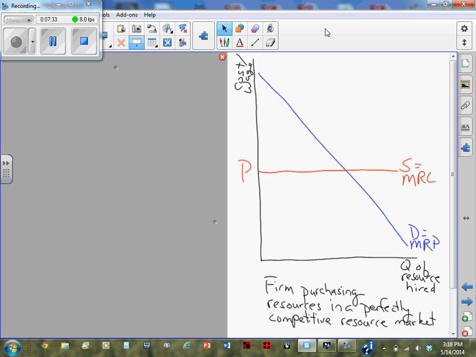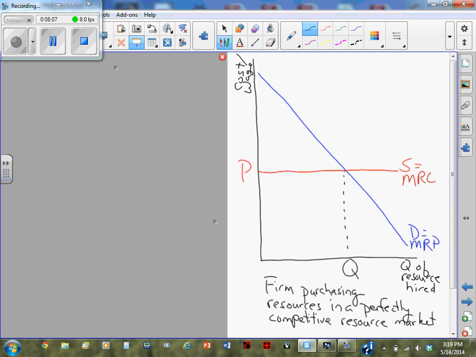We need to now determine what our quantity is going to be, and as you already know, quantities always happen where the marginals cross. So where the marginal resource cost crosses the marginal revenue product, or marginal factor cost, depending on the terminology you use. Remember, resource and factor are interchangeable. That's going to be where we get our quantity that we purchase or hire.